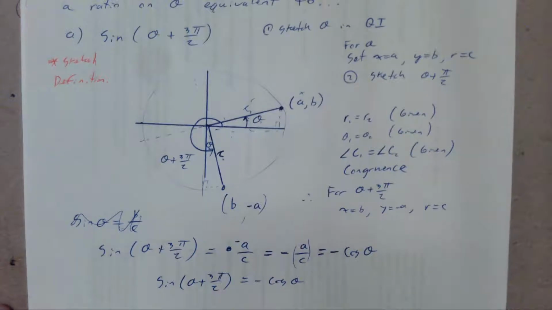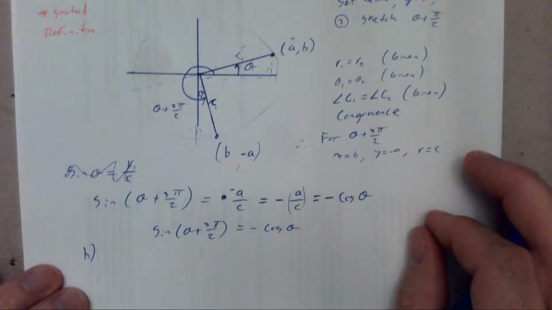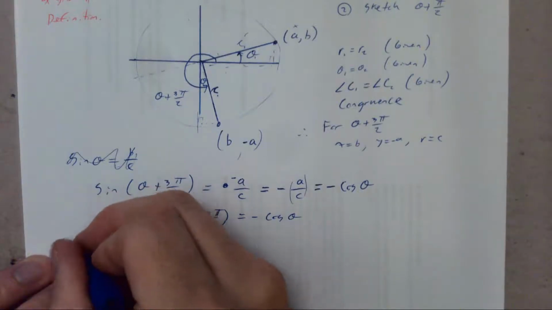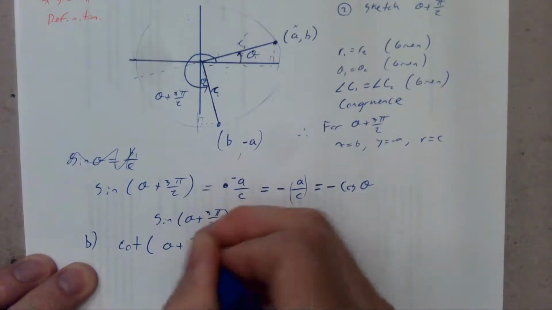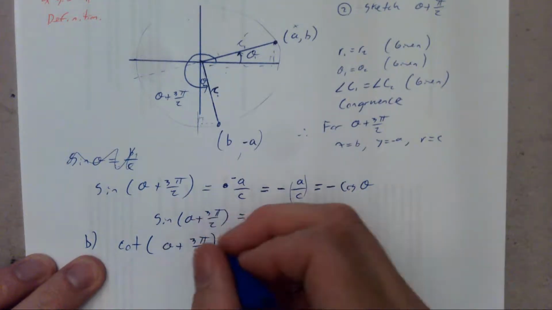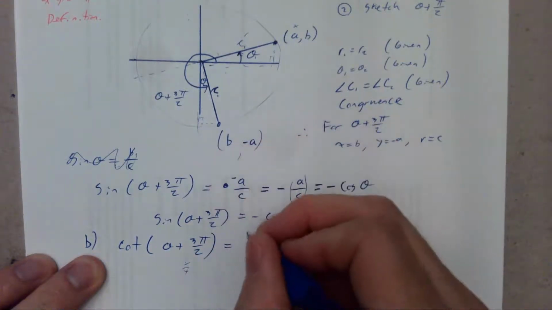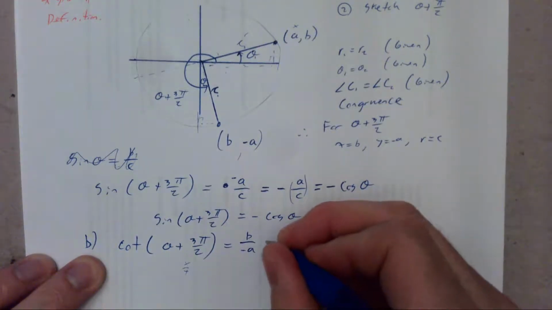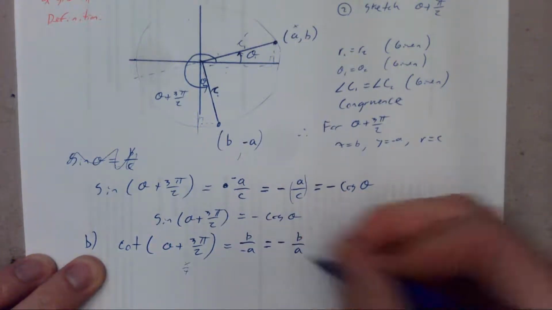Here, let's try another one with this. How about, I don't know, the cotangent of theta plus 3 pi by 2. Well, the cotangent of theta plus 3 pi by 2 is going to be theta plus 3 pi by 2's x to its y value. Its x to its y value is going to be b to negative a. I don't like that negative in the denominator there. Let's put it out front. And I get negative b to a.